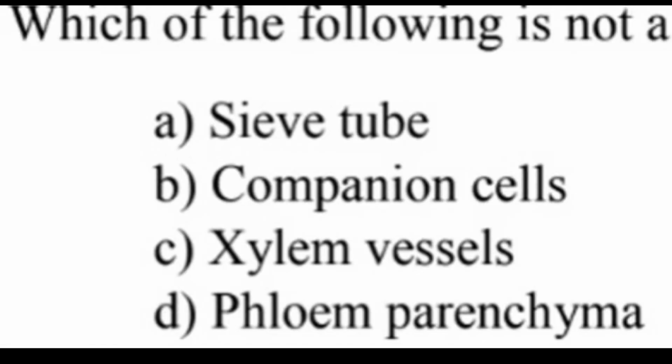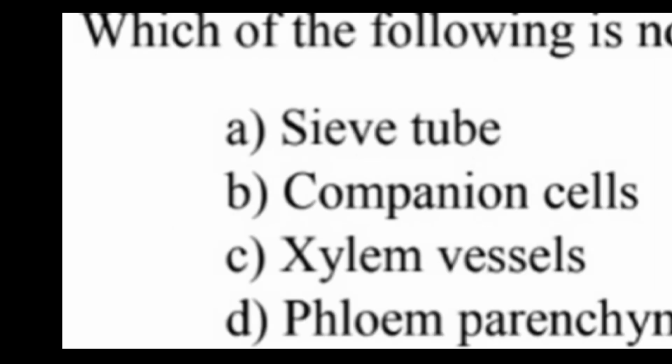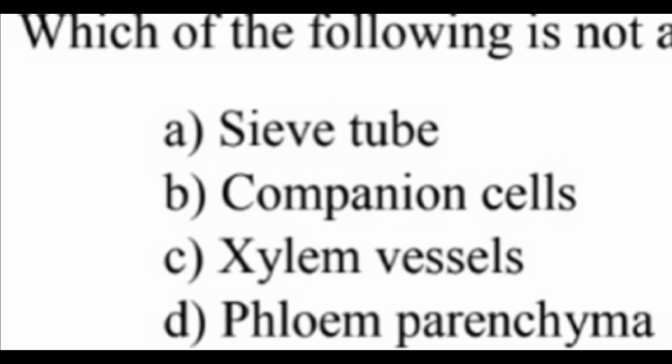Following is not a component of phloem. So phloem will have sieve tubes, companion cells, phloem parenchyma and phloem fiber. So which option doesn't belong to any of the components of phloem? And here the answer is xylem vessels. So C is the answer, which is not a component of phloem.